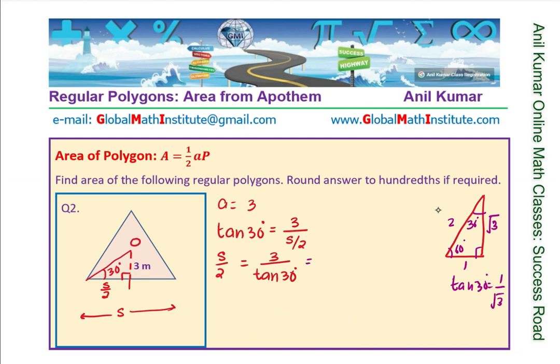Substituting this, we get 3 over 1 over square root 3, right? Which is 3 square root 3. So the side length S is 2 times 3 square root 3, correct? Which is 6 square root 3. So that is the total side length.